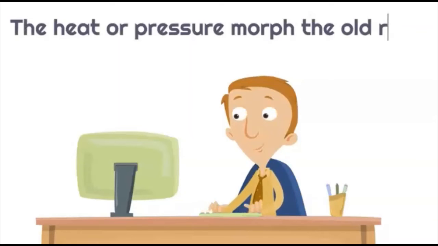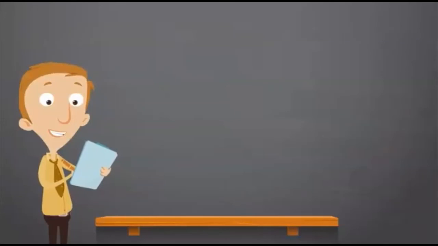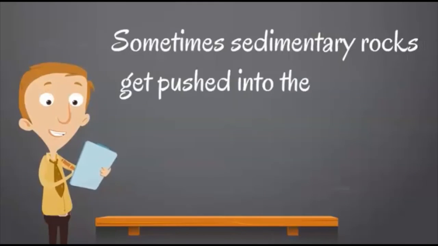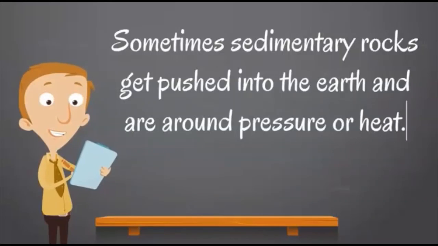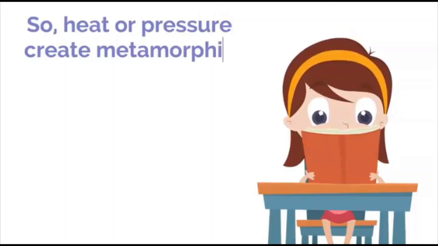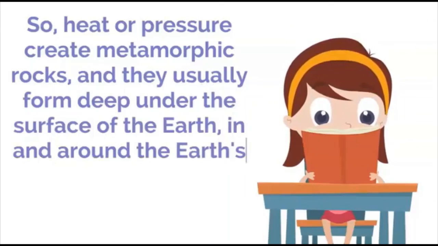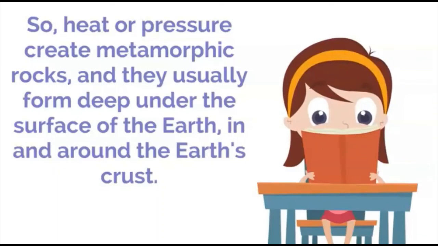That means the heat or pressure morph the old rock into a new rock, a metamorphic rock. Now, sometimes sedimentary rocks get pushed into the earth and are around pressure or heat. Then the sedimentary rock turns into a metamorphic rock. It morphs or changes into a different rock. It has become metamorphic. So, heat or pressure create metamorphic rocks, and they usually form deep under the surface of the earth, in and around the Earth's crust.